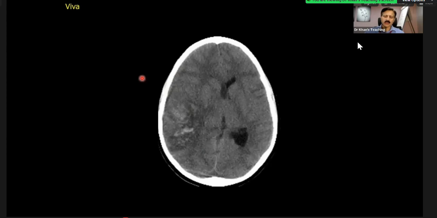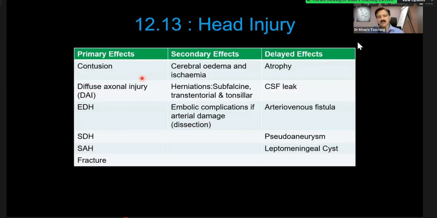So you are calling it an intraparenchymal hematoma, correct? Yeah. Okay, so that is the point. Don't use this word. The point is, this concept here: primary head injury can be divided into primary, secondary, and delayed effects. Primary is at the time of injury. There are only two types of parenchymal injuries which can happen. One is contusion, and second is diffuse axonal injury. With that, there can be hemorrhages, as in extradural, subdural, subarachnoid. There can be fractures also.